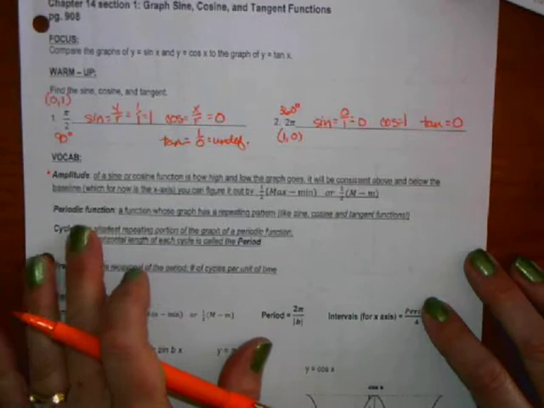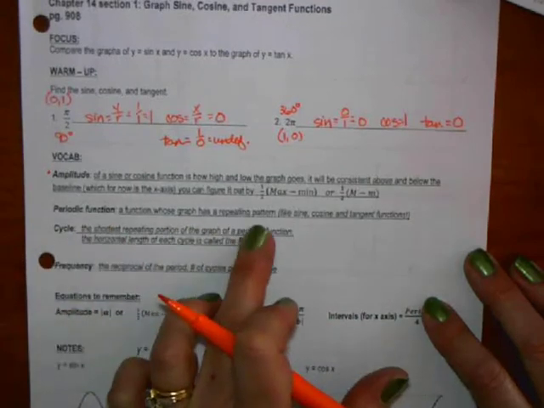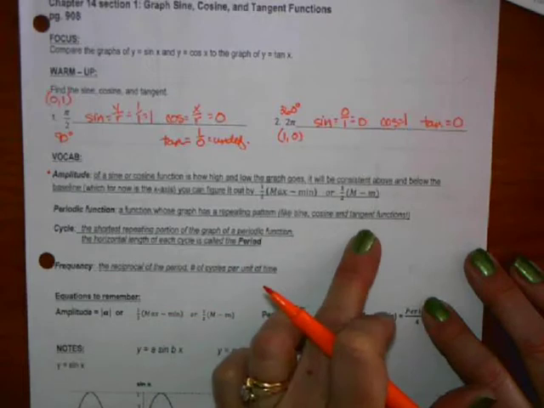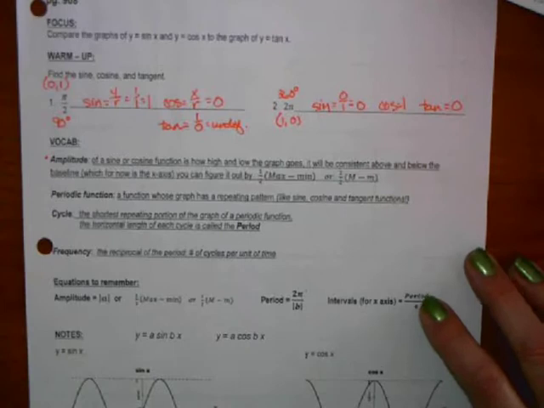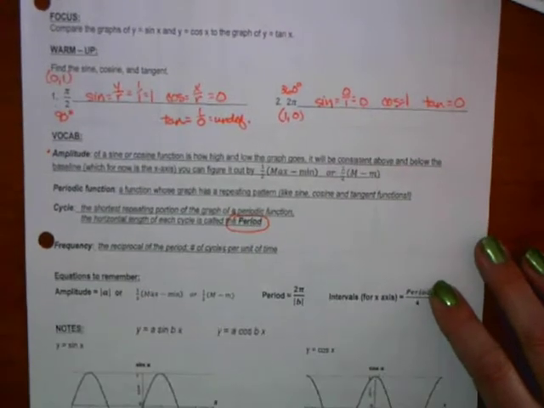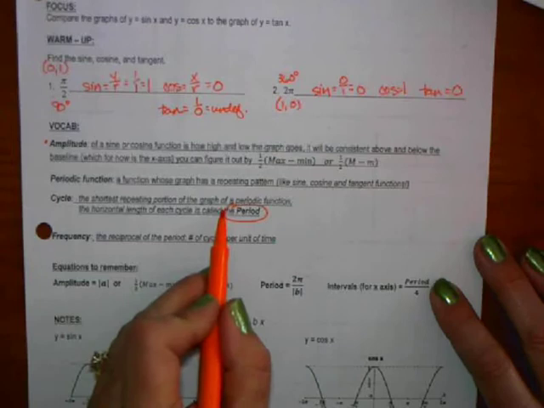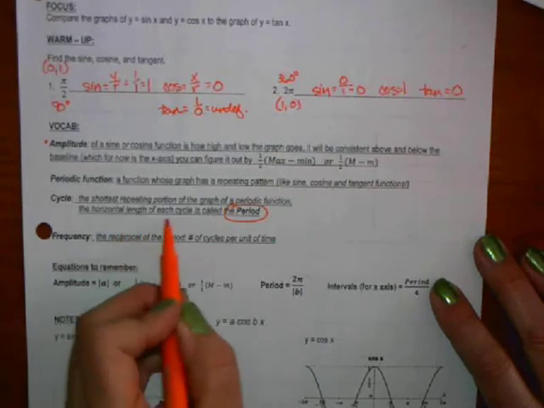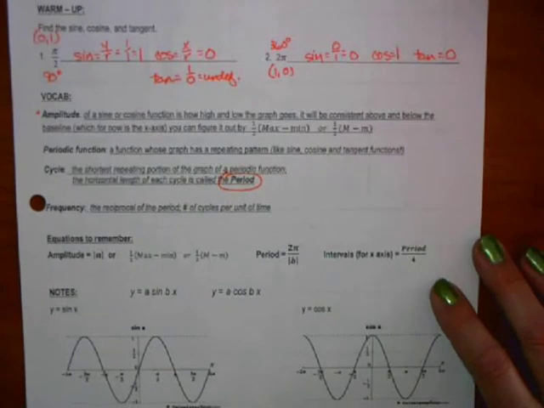A periodic function is a function whose graph has a repeating pattern, like sine, cosine, and tangent functions. They are periodic functions. Cycle is kind of a strange word. The more important word is the period, and you'll see what that is in a moment in a picture. It's kind of the shortest repeating portion of the graph. The horizontal length of each cycle is called the period. And frequency is the reciprocal of the period.